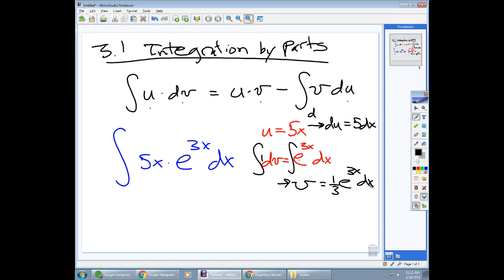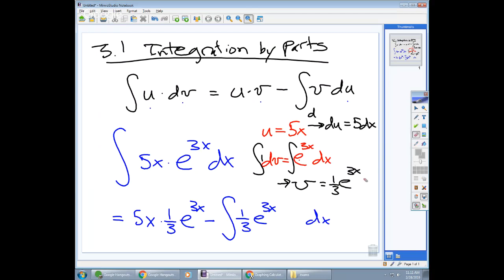So once you do those two parts, you're ready to plug in to get your answer. So from here, let's see, I need u times v. My u is 5x. v is 1/3 e to the 3x. Minus the integral of v, 1/3 e to the 3x dx. We'll leave a little space there. Oh, wait a minute, something's wrong there. Once I integrate, I get rid of the dx. That does not belong there. Sorry about that. So v is just 1/3 e to the 3x, and then du is 5 dx.